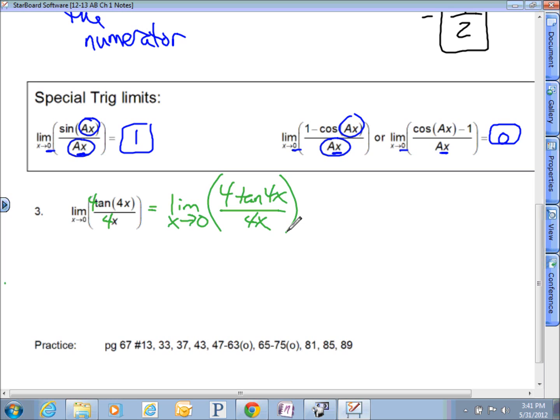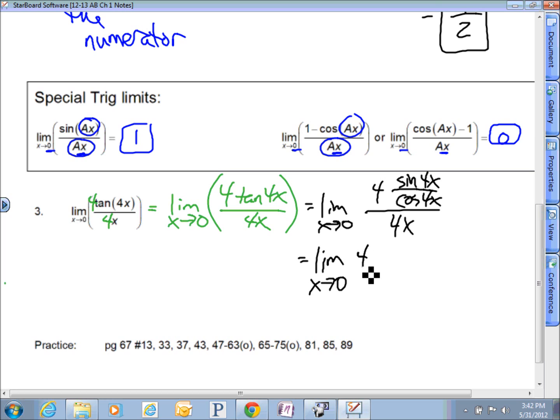But now, I wish I didn't have tangents in there. Well, tangent is the same as sine over cosine, so let's rewrite this thing. Limit as x approaches 0. How about instead of tangent, let's do 4 sine of 4x over cosine of 4x, and divide that by my 4x. So what did that do for us? Well, let's rewrite again. I've got a fraction divided by 4x. So let's change this up. Limit as x approaches 0 of 4, let's just leave that a plain old ordinary 4, times a sine of 4x over a cosine of 4x. And if I'm dividing by this fraction 4x, then that would be the same thing as multiplying by 1 over 4x.